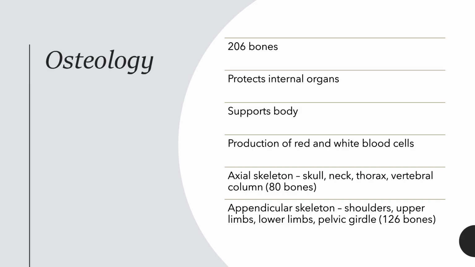So when you think of appendicular, I want you to think of appendages. Sometimes we hear the arms and legs referred to as appendages, and that's generally what we refer to with the appendicular skeleton. So shoulders, upper limbs, lower limbs, pelvic girdle, that's all appendicular. Everything else is axial. Axial is going to be right down the center. So the skull, the neck, the thorax, the vertebral column are all going to be axial, right down the midline of the body.